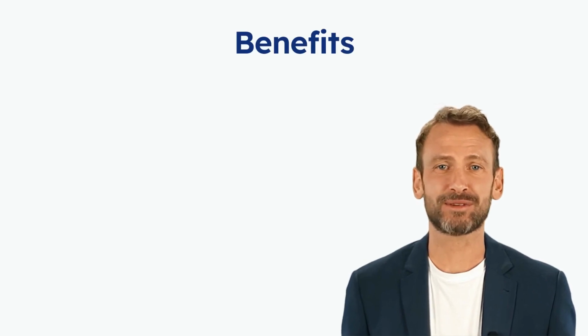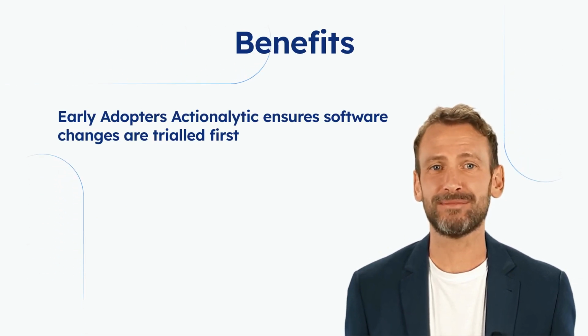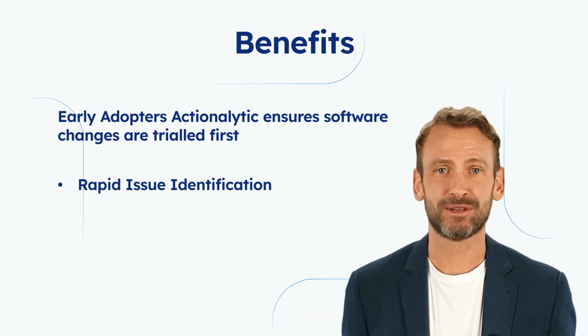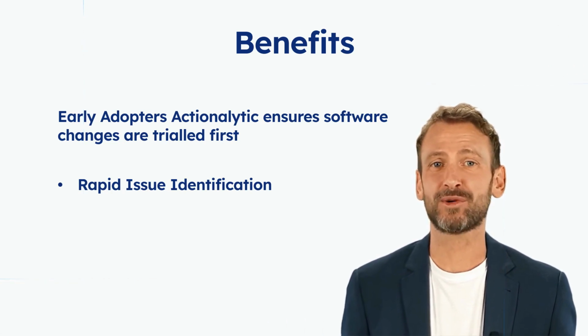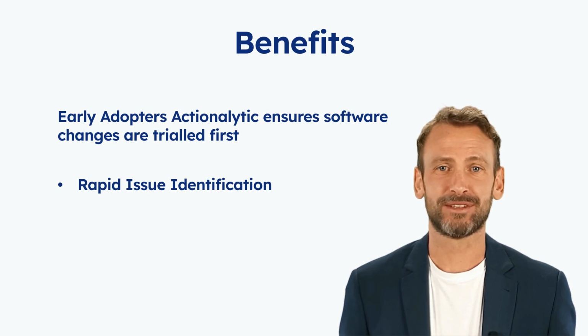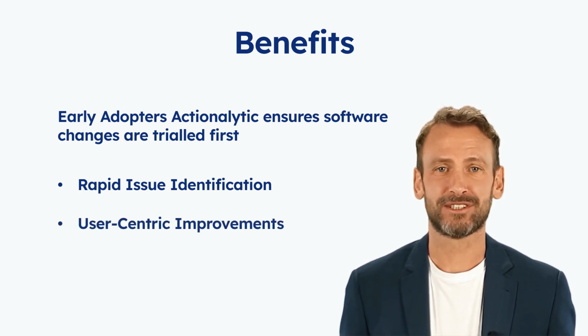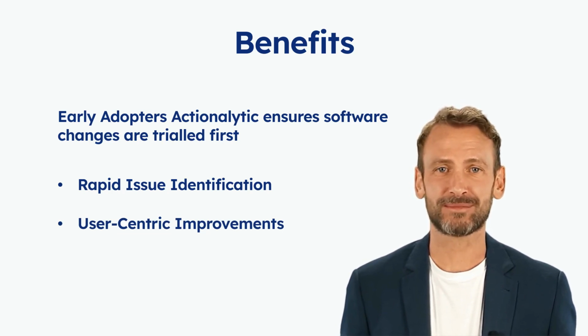Benefits of Early Adopters Actionlytic process. Early Adopters Actionlytic ensures software changes are trialed first. Rapid issue identification: early adopters assist in promptly identifying potential issues or challenges with new software changes, enabling proactive resolution before widespread implementation. User-centric improvements: by involving end users early, the process ensures that software updates align with user needs and preferences, fostering a user-centric approach to system enhancements.